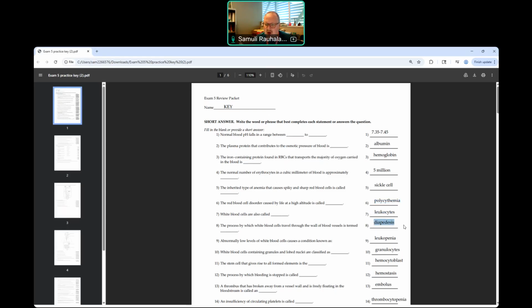Abnormally low levels of white blood cells were known as a condition called leukopenia. Leukemia instead was when we had a high number of those, but they may not be functional. So both a bad situation.